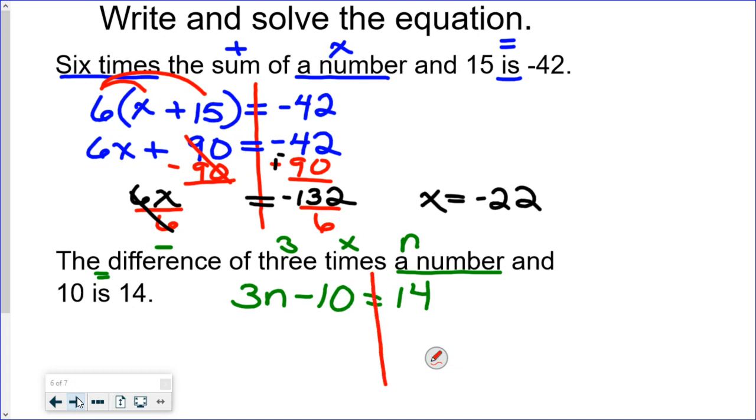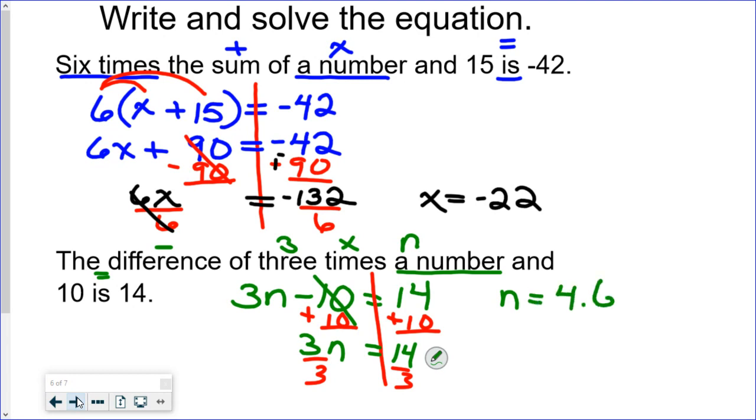Draw the line. Again, leave the things with the variables. Add 10, because that's the inverse or opposite of subtracting. So we have 3n equals 14. Okay. And divide by 3. And we got 14 divided by 3. So n is, it says 4.6 repeating. And we'll just leave that as is.